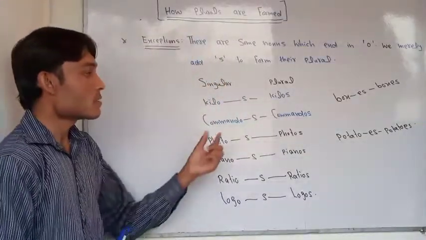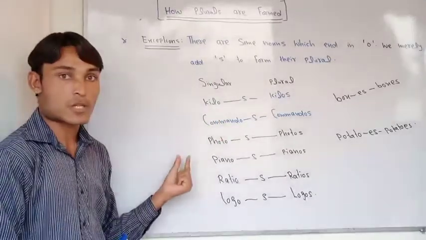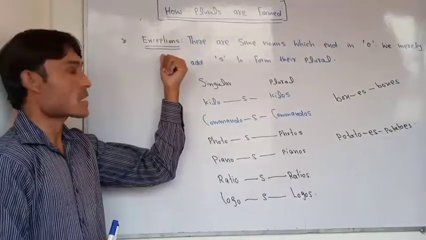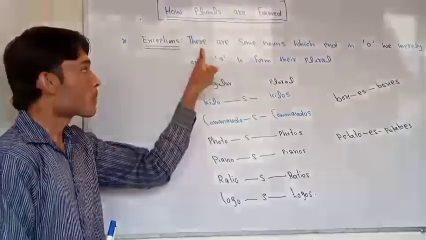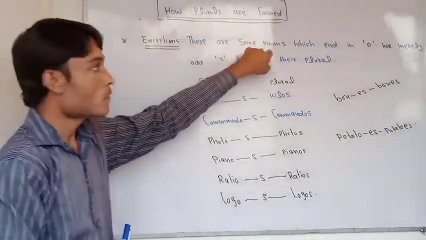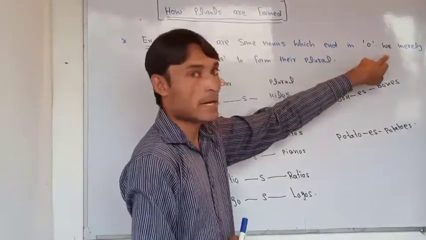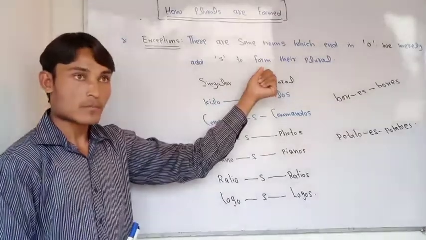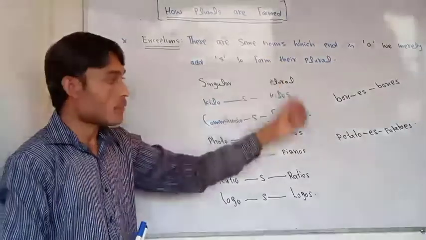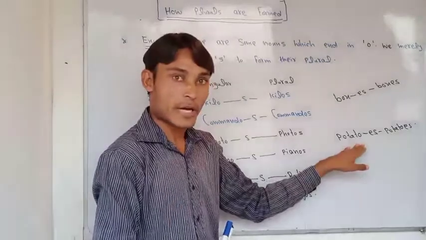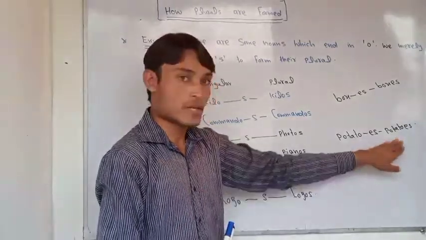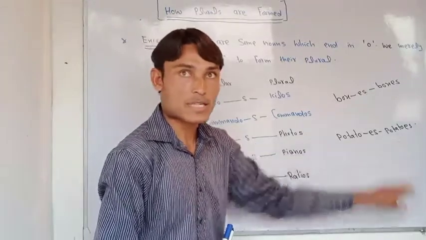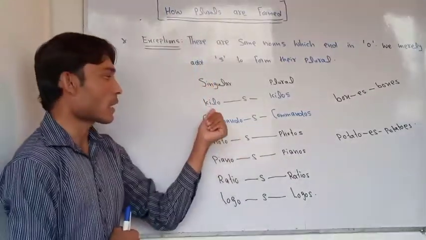But there are some exceptions about the letter o. There are some nouns which end in o, we merely add s to form their plurals. According to the rules, if we want to change a noun ending in o, we mostly add es and convert to plural form. But there are some exceptions. What are the exceptions? For example, kilo.